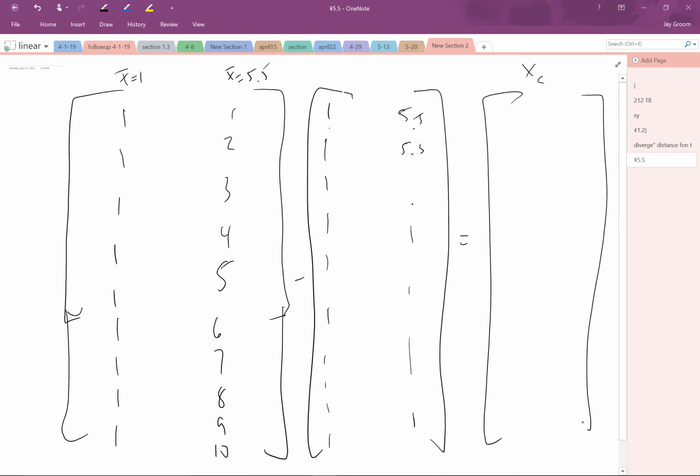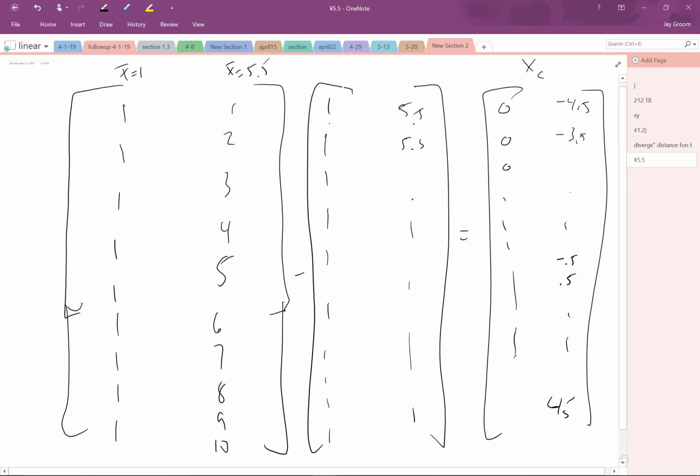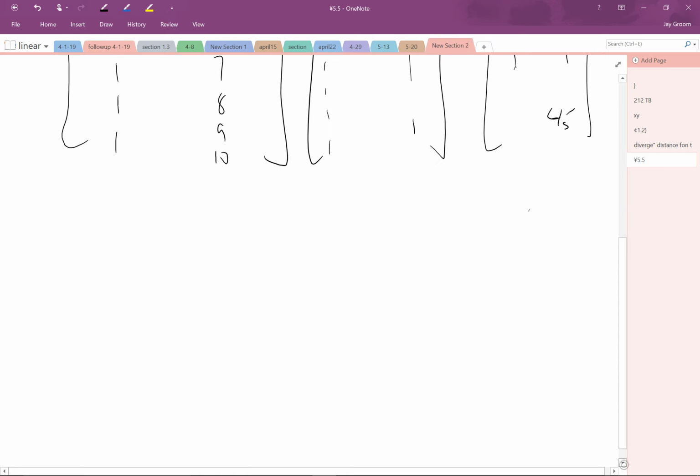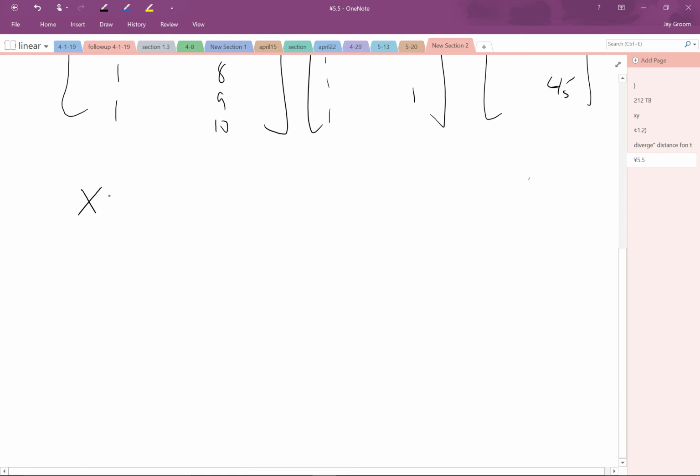What you end up with is this matrix right here, which a lot of books refer to as X sub C. That is the centered matrix, because you centered it at its mean. Negative 4.5, negative 3.5. Right in the middle, you're going to get a negative 0.5 and a positive 0.5, because there wasn't a 5.5 in my data set, and of course positive 4.5 at the top end. And so to find the variance-covariance matrix, you take X sub C transpose times X sub C.